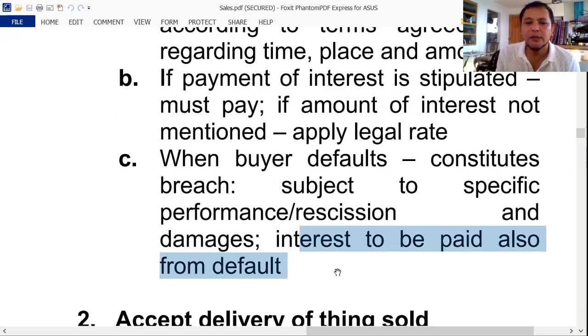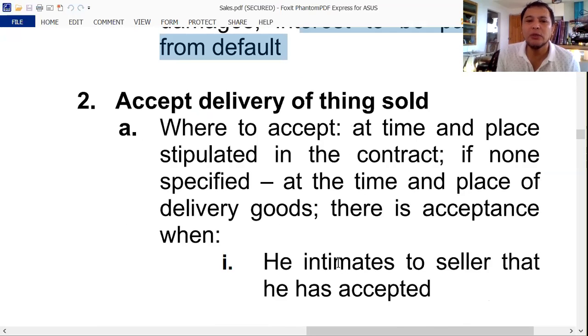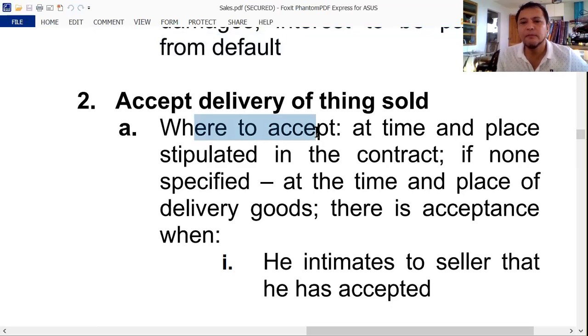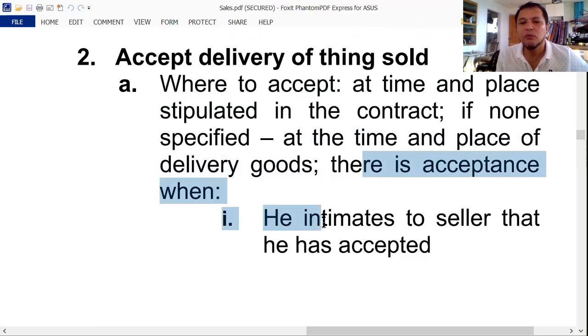Another obligation of the buyer is to accept delivery of the thing sold. Of course, the seller must deliver the thing, not partly, but as a whole thing. So when it is delivered as a whole, then the buyer is bound to accept delivery of the thing sold. Where should it be accepted, and at what time and place? It should be stipulated in the contract. If there is none specified, then it should be at the time and place of delivery of the goods by the seller.